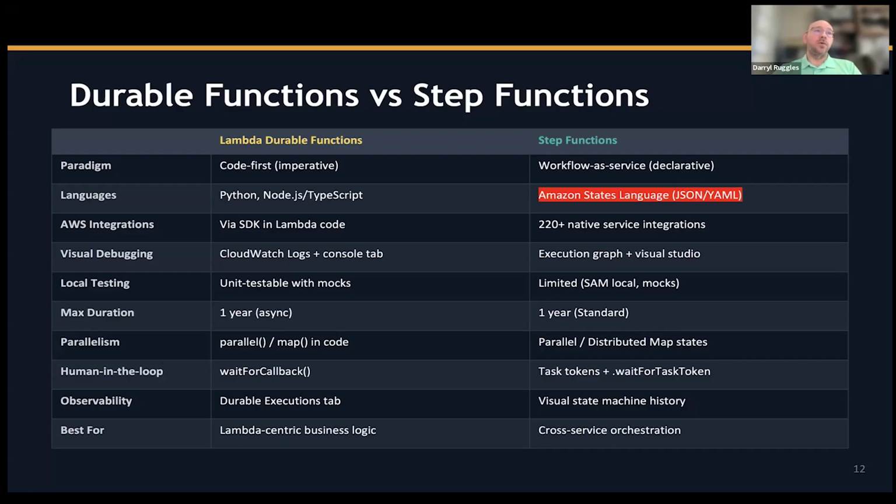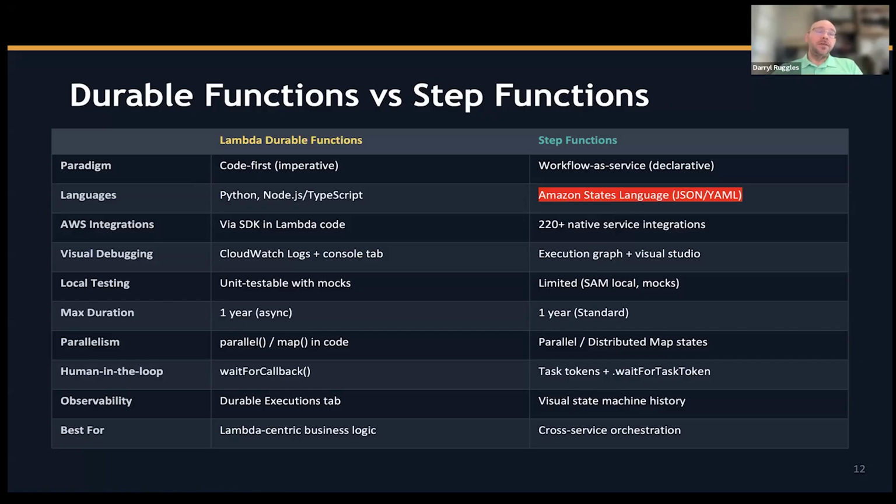Local testing, durable functions are much easier to test, I think. They're unit testable. You can just use regular tools like PyTest and do it very fast, whereas step functions are quite difficult to test, in my opinion. I know AWS has provided some extra APIs for this to work, but it's still rather confusing, in my opinion, trying to understand how to test step functions locally, especially.